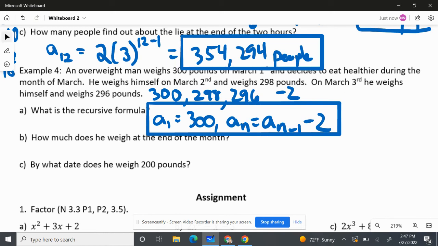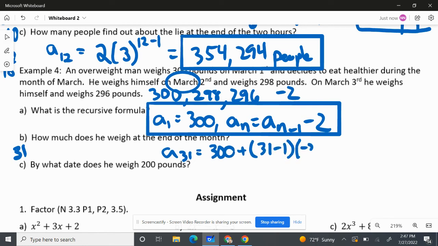How much does he weigh at the end of the month? Now, this one's a little tricky because we're talking about March, so we have to remember that there's 31 days in March. So a sub 31 equals 300 plus 31 minus 1, and then I'm timesing it by negative 2. So 31 minus 1 is 30, times negative 2 is negative 60, and that means that it would be 240 pounds.